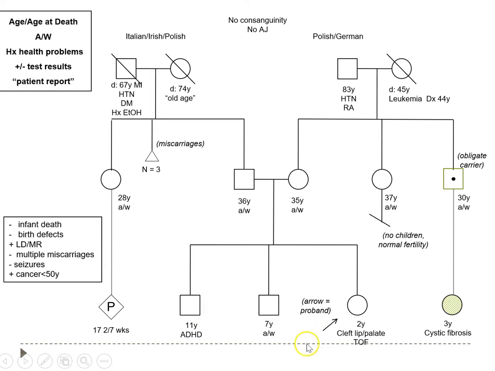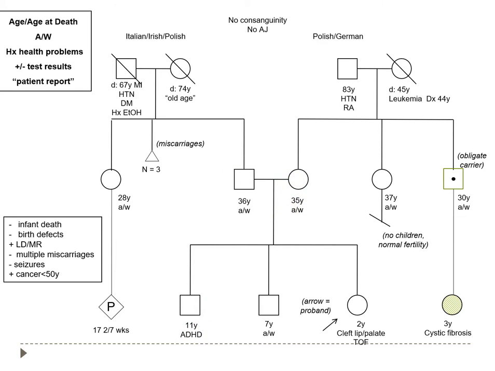We always want to have the arrow on the person. This is a very large pedigree. So this individual has a cleft lip and palate, and tetralogy, TOF stands for tetralogy of Fallot. She has 2 brothers that are healthy. Her oldest brother has ADHD or attention deficit disorder. Parents are alive and healthy.